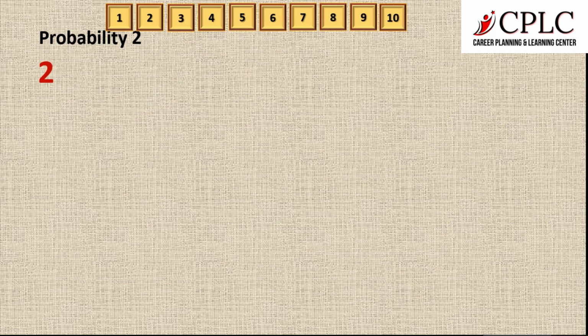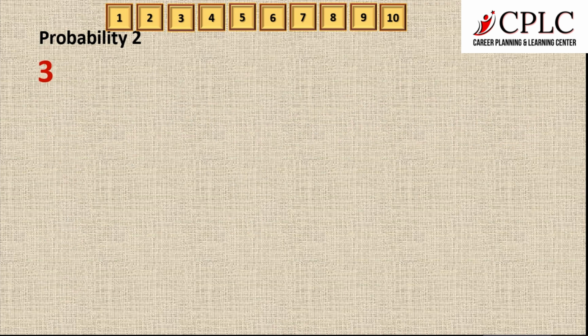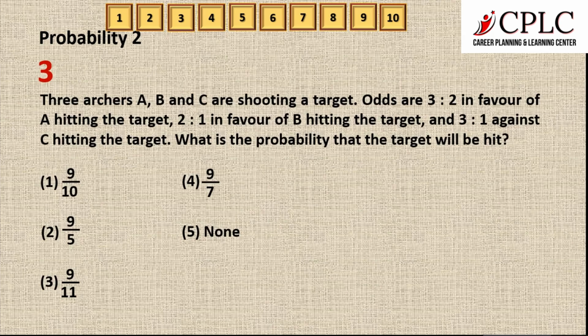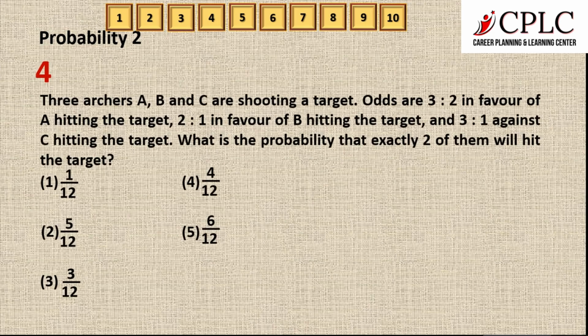The second question: 3 archers A, B, C are shooting at a target. Odds are 3:2 in favor of A hitting the target, 2:1 in favor of B hitting the target, and 3:1 against C hitting the target. What is the probability that all 3 of them will hit the target? There are 3 questions based on this idea. In the second question, the main data is the same, but the question is what is the probability that the target will be hit. And the fourth one: what is the probability that exactly 2 of them will hit the target?